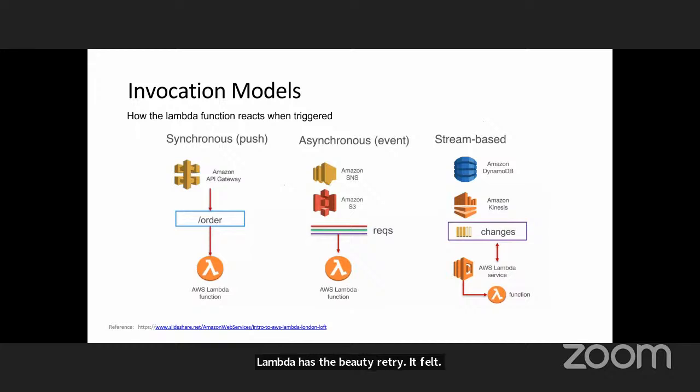And stream-based is a special invocation model normally used with pull event models. You can use Lambda to process streaming data, like real-time data streams from a service like Amazon Kinesis. For instance, you might have a stream of data coming from IoT devices, and the Lambda function can process this data in real time.